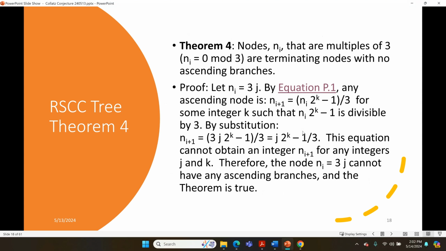We put in 3j in there for n_i. We get 3j times (2^k - 1)/3, which is j times 2^k, a multiple of 3, minus 1/3, which is not an integer. So therefore, the equation does not have an integer solution, and therefore there are no ascending values from the starting node 3j. So therefore the theorem must be true.